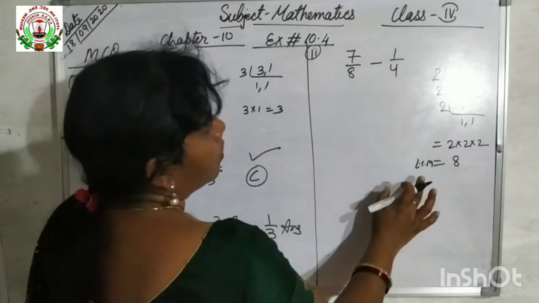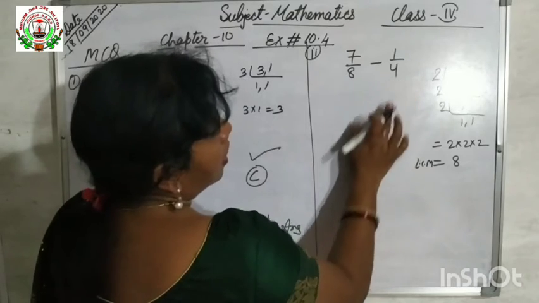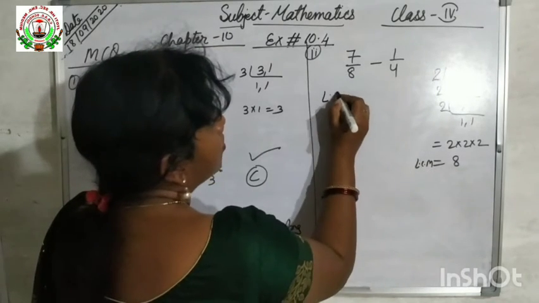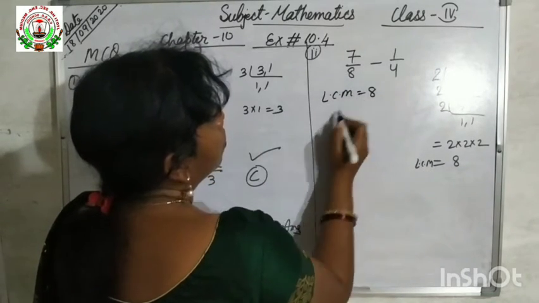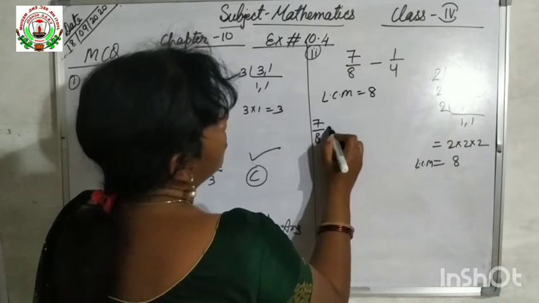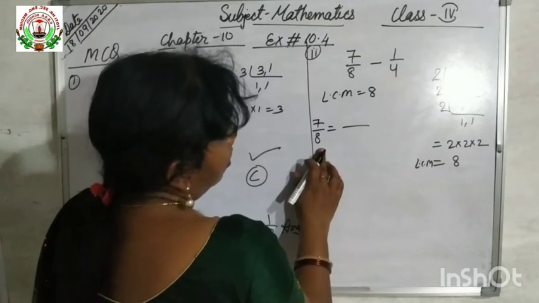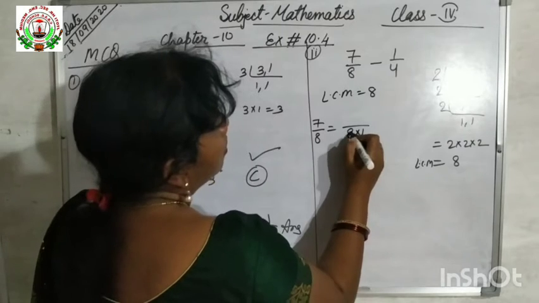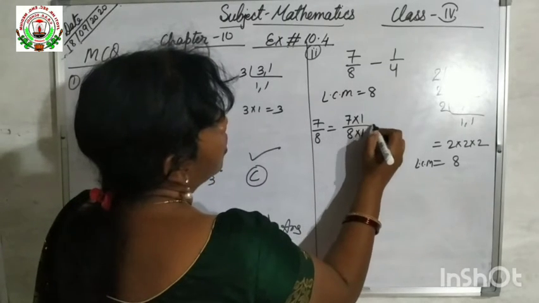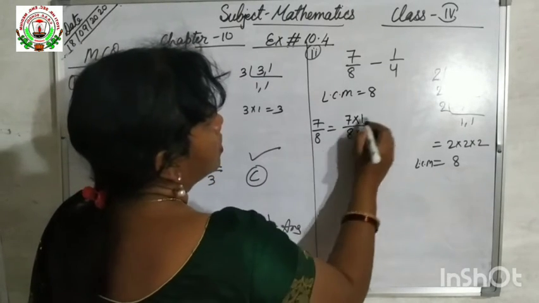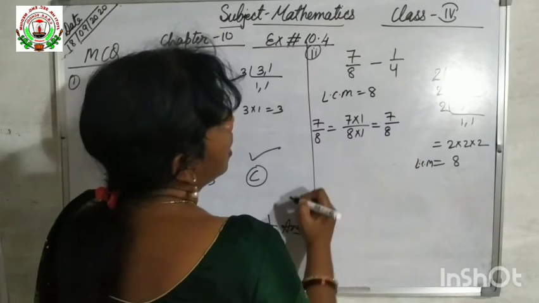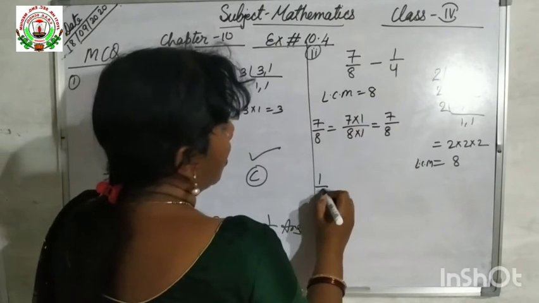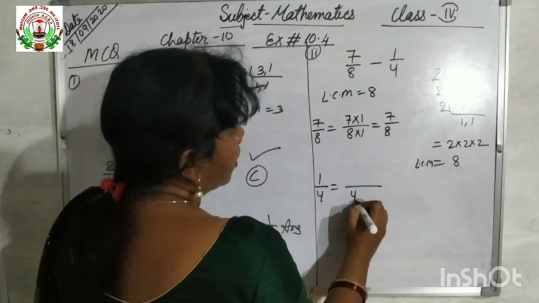Now what we will do, we will make the denominators 8, because our LCM is 8. So 7 by 8 is given. Here 8 is already there, so we will multiply by 1. The same number you will multiply in the numerator. 7 ones are 7, 8 ones are 8. Now the second fraction is 1 by 4. We have to make this denominator 8.